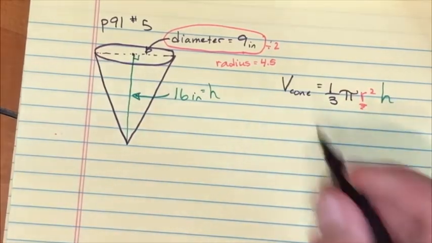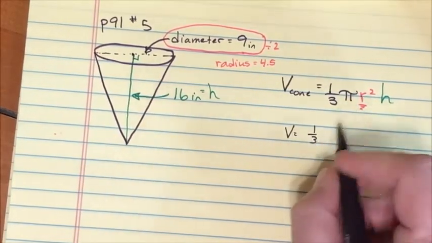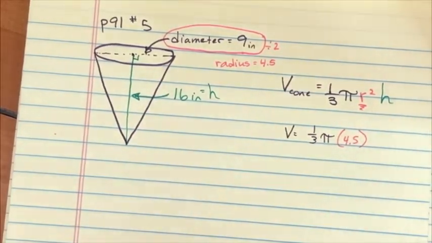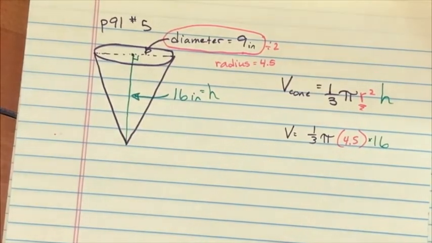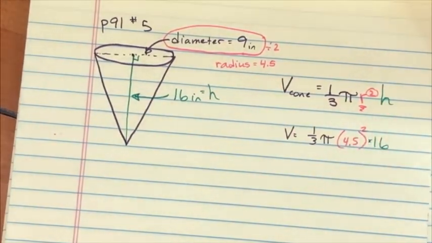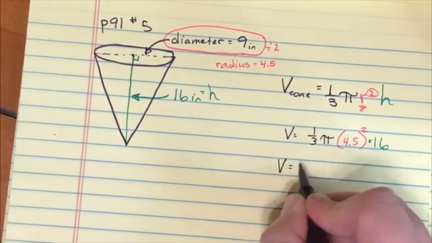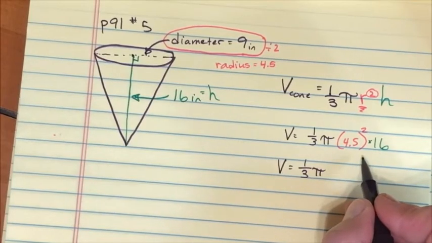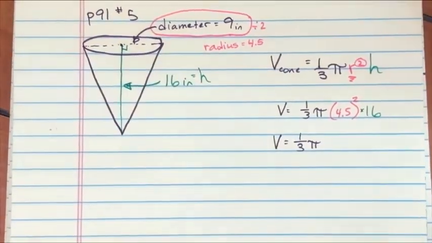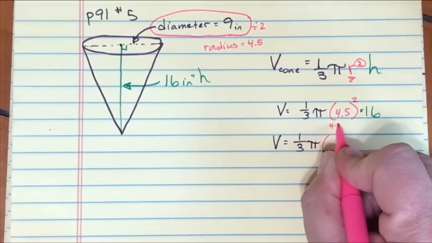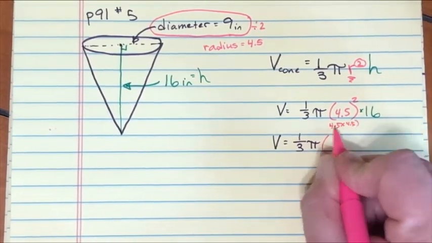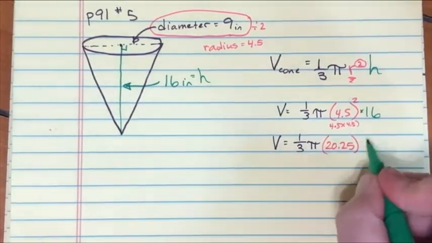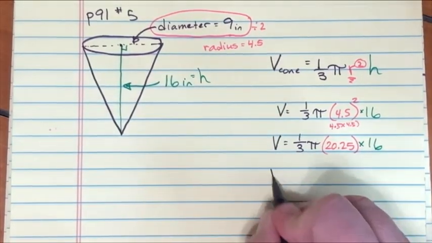So we're just going to go ahead and put 4.5 in for the radius and 16 in for the height. So let's rewrite that. 1/3 pi, 4.5 squared times height. And oopsie, forgot to write the squared. Let's write that on there. All right, now just work this out. So 4.5 squared is 4.5 times 4.5, which is 20.25. Rewrite that. 1/3 pi times 20.25 times 16.